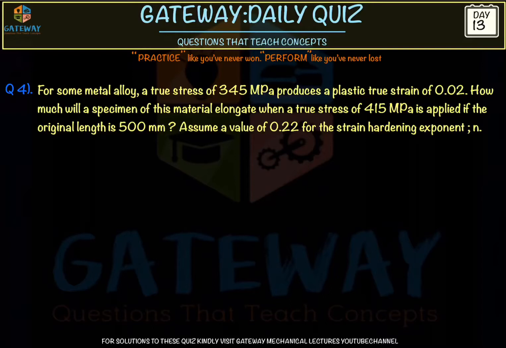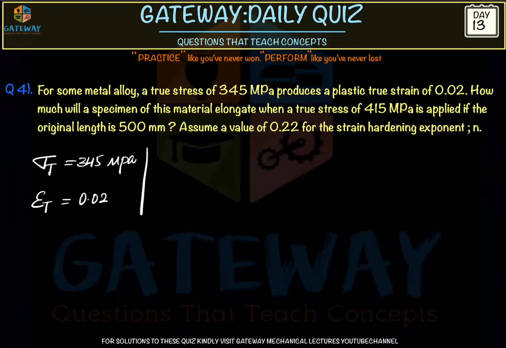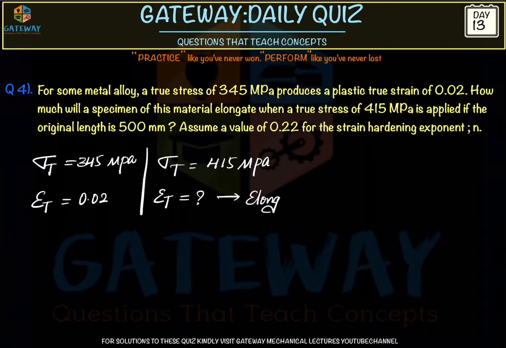True stress and engineering stress we will be discussing in the concept series; you can also check a textbook. First of all, in the given question, the true stress for condition 1 was given as 345 megapascals, and at this true stress they measured the strain from the stress-strain curve and found it to be 0.02. Similarly, they are asking what the elongation will be at a true stress of 415 megapascals. For calculating elongation, we first need the true strain, and from this we will calculate the elongation. So finally we need to calculate the elongation.